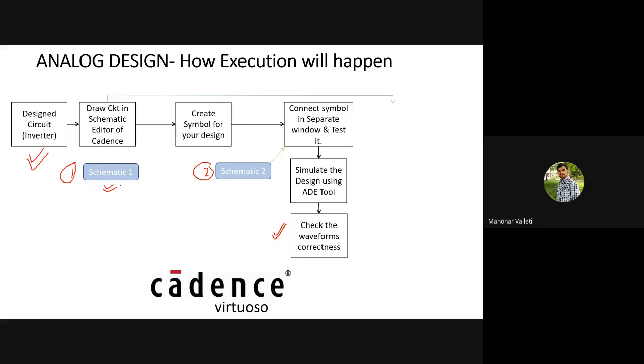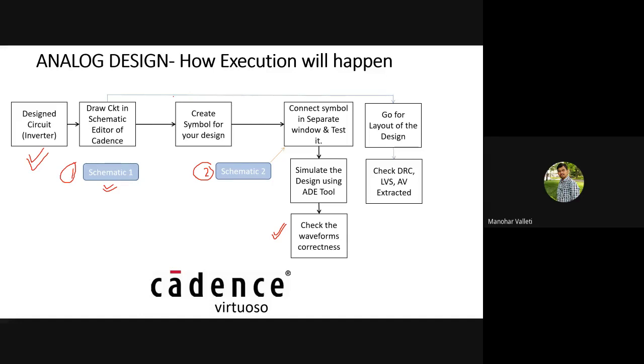Once in the schematic 1 window, you will run the layout editor. It will create your layout, so you properly draw the layout. Once the layout is properly drawn, you will check with the help of DRC, LVS, and the AV extractor whether your layout is proper or not. Once all this is checked, your design is ready to convert to a netlist. So this is the design flow we will follow in this analog design.